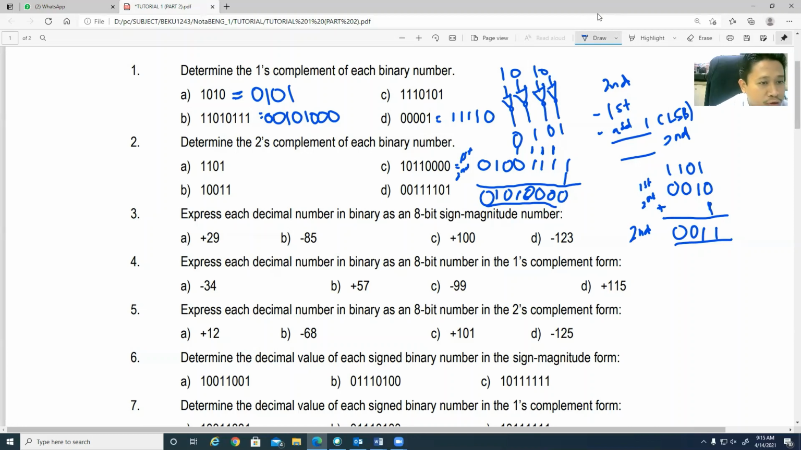That's question number two. For C, D and B you can try them out. So let's go to question number three. Okay, question number three.